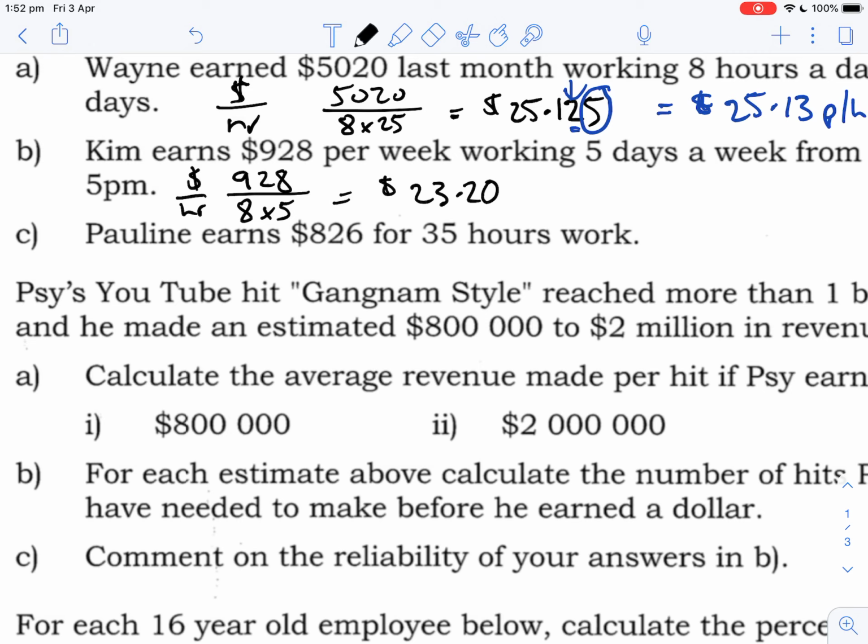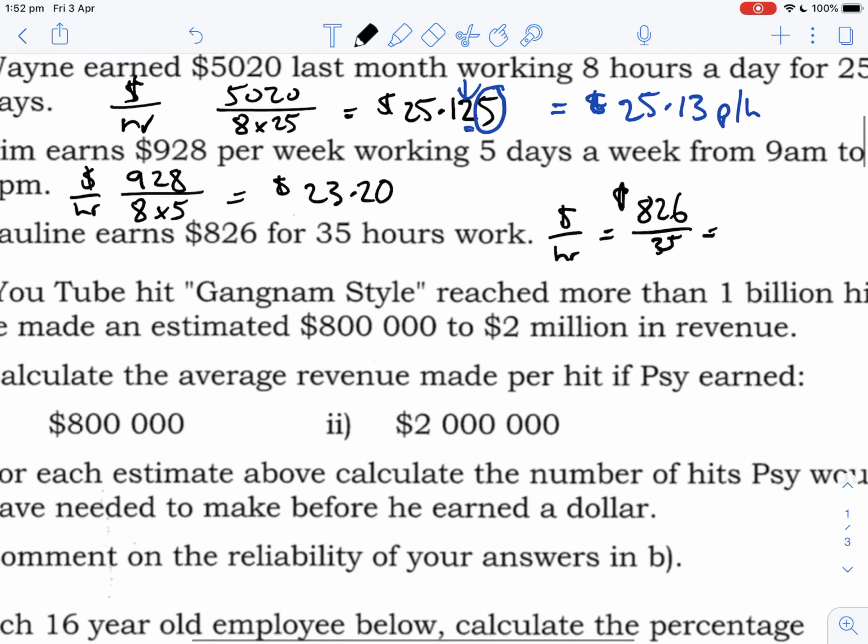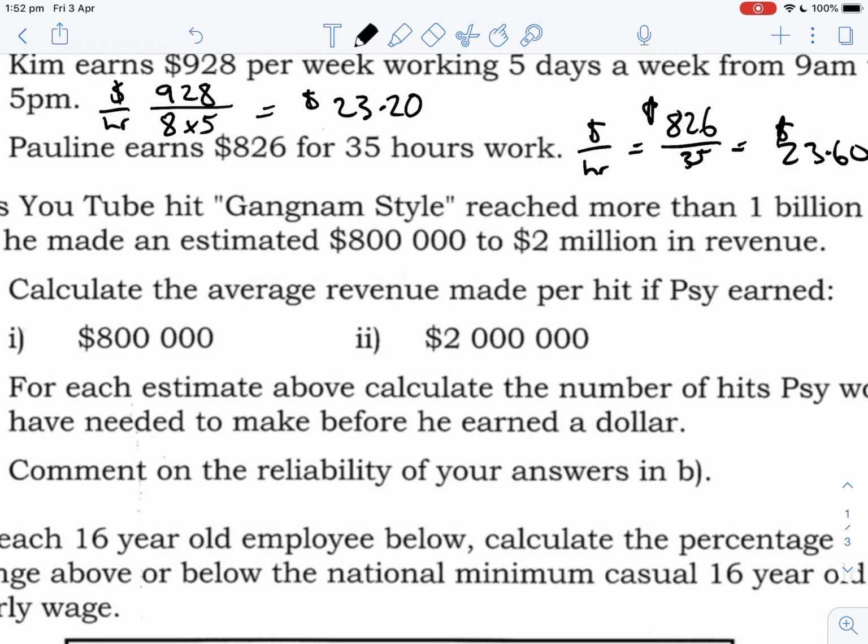Now our last one, Pauline, she's earning $826 for 35 hours. So again, dollars per hour is what we're doing. So our dollars was 826 and our hours was 35. So 826 divided by my 35 would have given you your $23.60. And again, that would have said a 0.6. Make sure you put the 0 on because it's dollars and cents.